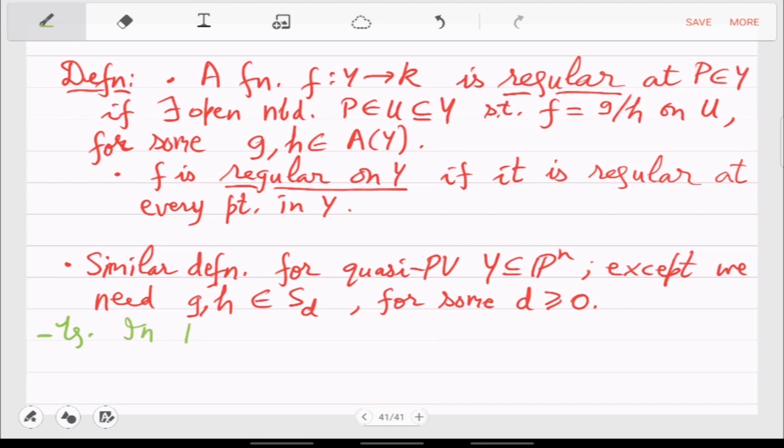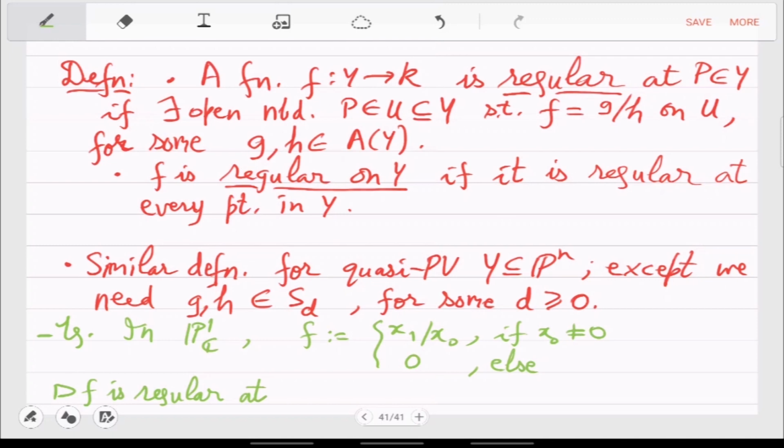So in the projective line, if you look at x1 over x0, obviously we have to say x0 is not 0. If it is 0, then we can just fix it to be 0. So this is certainly a map, but does it have all the properties which we want? Show that this is regular at (1, 0).